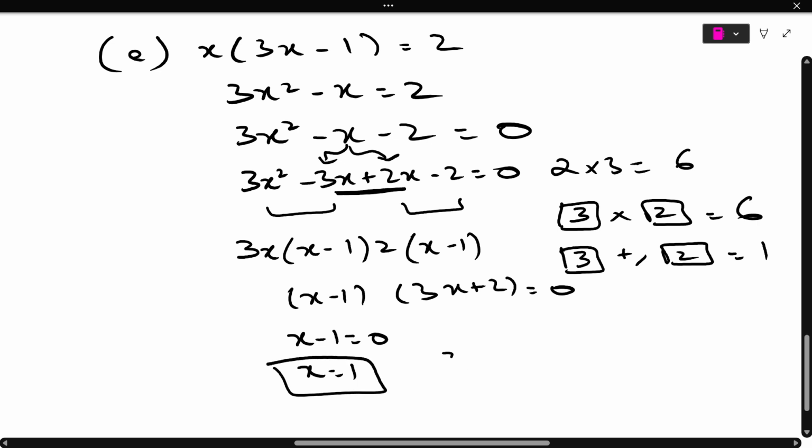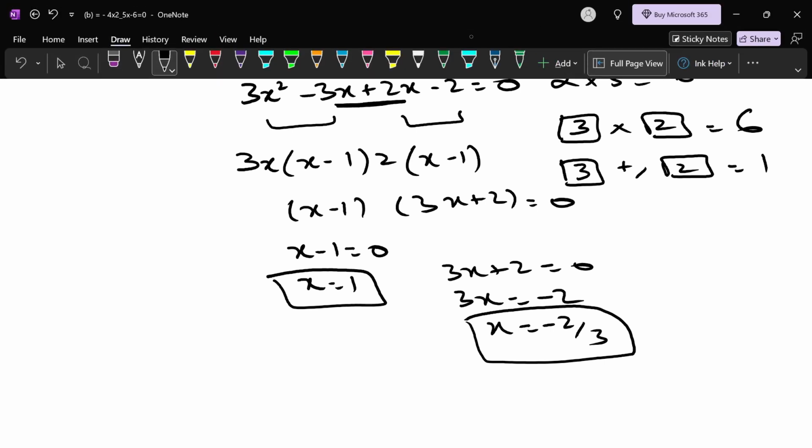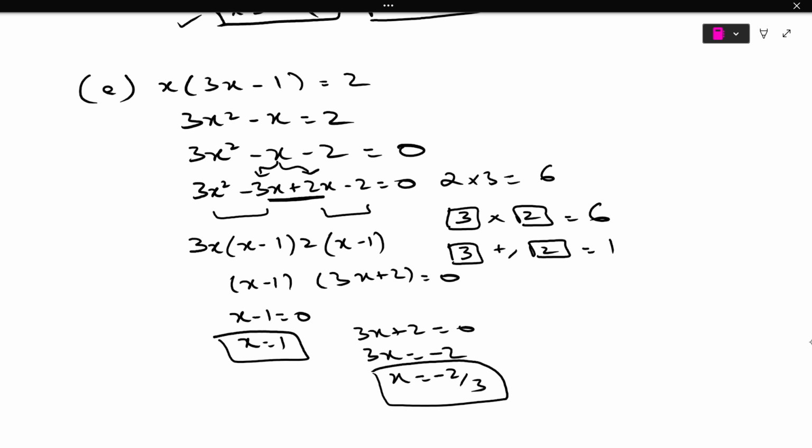The second one is 3x plus 2 is equal to 0, 3x is equal to minus 2, and therefore x is equal to minus 2 over 3. That's our second answer for x. So were you getting the same answers? Let me check. I got the same answers. You got the same answer for part number E, right? Did you understand part number E? Any problem? No problem. Alright, that's good.